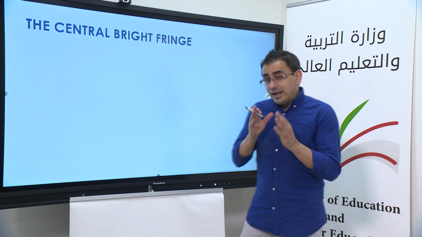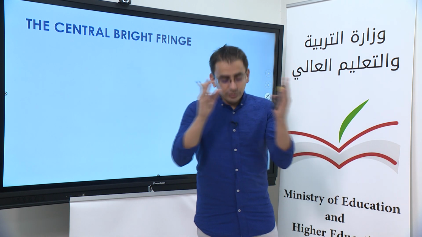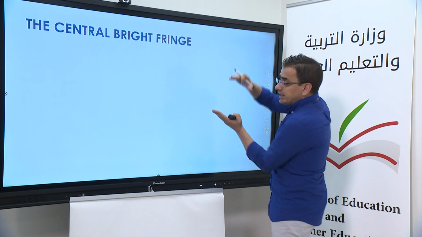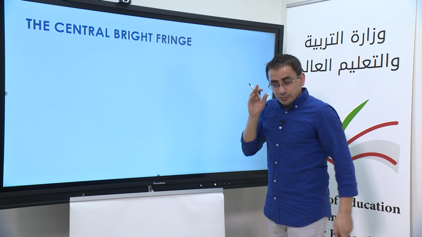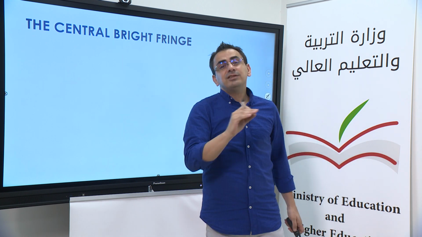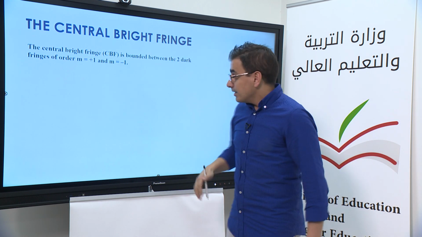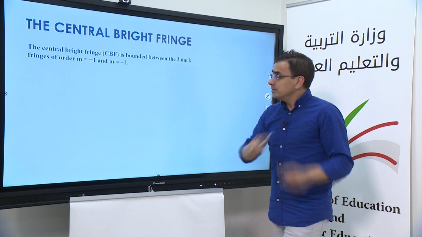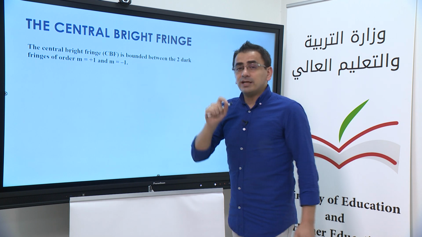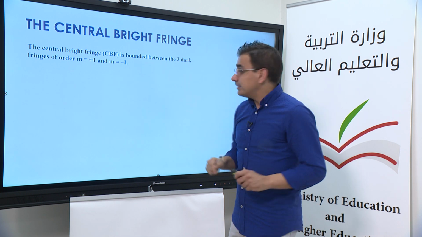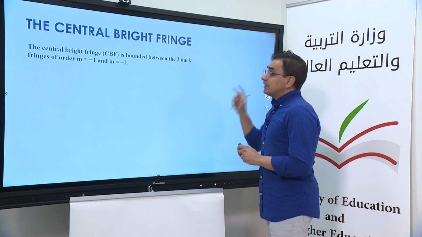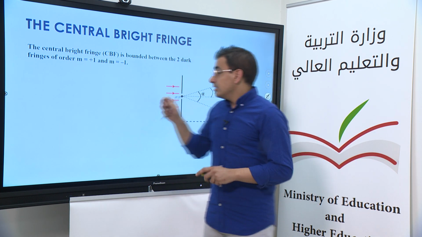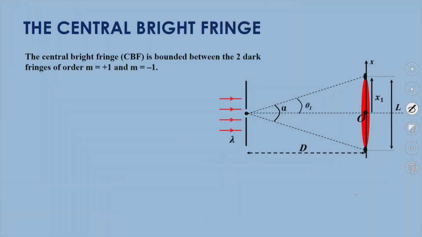So in diffraction, the most important thing we study is that we talked about this whole pattern, but the most important thing is the central bright fringe. So in this section we will focus on the central bright fringe of diffraction. The central bright fringe of any diffraction pattern is bounded between the two dark fringes of order +1 and -1. So I've drawn the figure here, the central bright fringe.